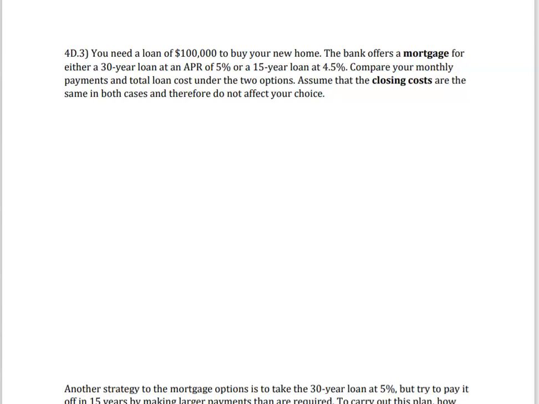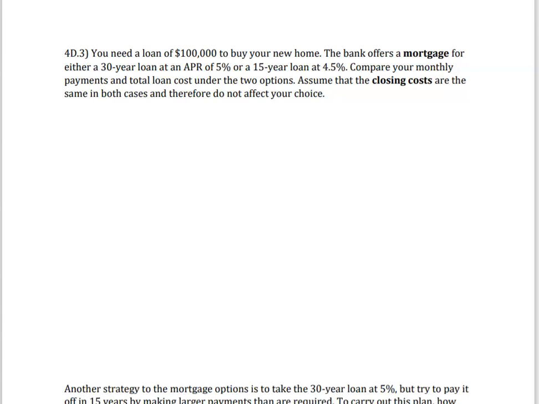You need a loan of $100,000 to buy your new home. The bank offers a mortgage for either a 30-year loan at an APR of 5% or a 15-year loan at 4.5%. Compare your monthly cost, your payments, and your total cost under these two options. Assume that the closing costs are the same in both cases and therefore do not affect your choice.